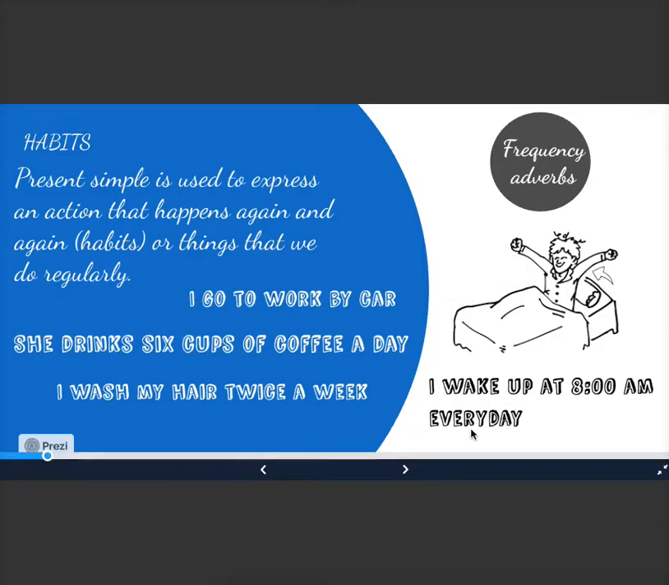I wake up at 8 a.m. every day. What is the meaning of every day? What is this word? Todos los días. Todos los días. I wake up at 8 a.m. every day. Something that you do usually. Okay? Every day is a frequency adverb.